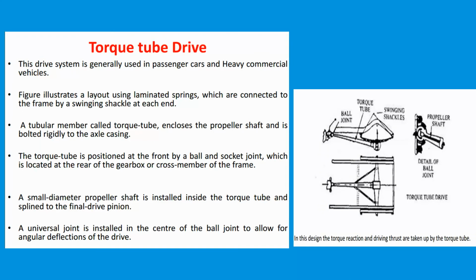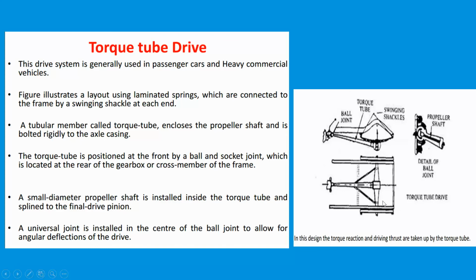Next, we will learn about the torque tube drive. In this figure, you can see the torque tube type and the torque reaction. We have a ball joint, torque tube, swing shackle, and a propeller shaft. These are the components of the torque tube type.